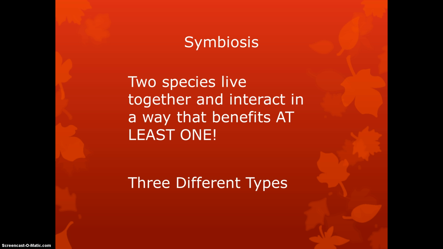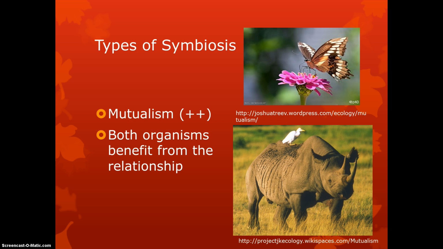Aside from our competition and predator-prey, we have symbiosis. Symbiosis is when two species live together and interact. And when they do this interaction, at least one species must benefit from the relationship. There are 3 different types. We have mutualism, which is a type of symbiosis, and I've represented it here by 2 plus signs, plus plus. That's when both organisms benefit from the relationship.